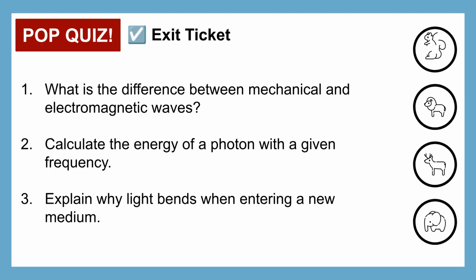It is time for your exit ticket to show what you have learned about wave properties. First, what is the difference between mechanical and electromagnetic waves? Mechanical waves need a physical medium to propagate, while electromagnetic waves do not. Second, how do you calculate the energy of a photon? You use the formula E equals hf. Finally, why does light bend when entering a new medium? It bends because its speed changes. Make sure you complete your answers before leaving.